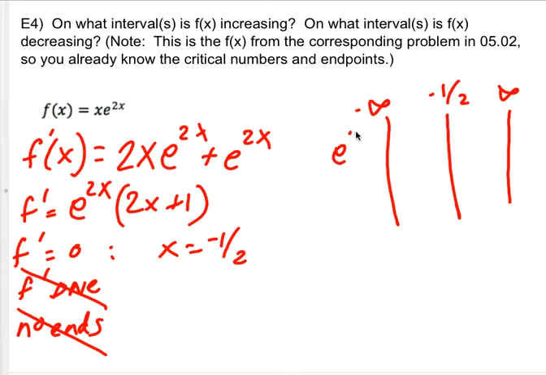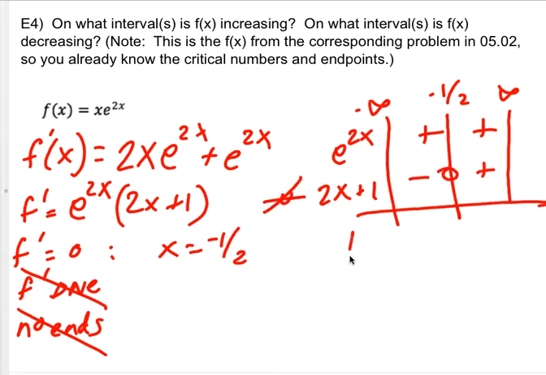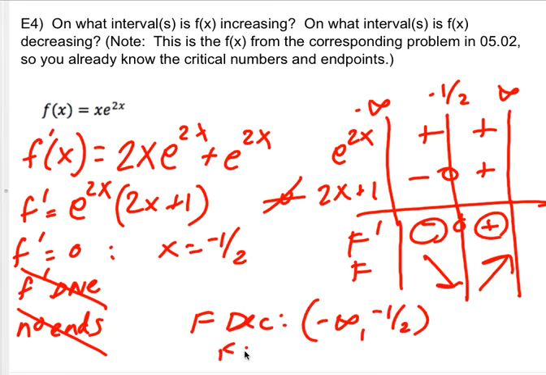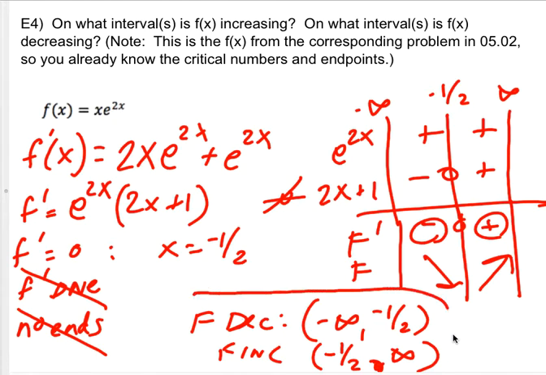All right, so I have an e to the 2x, and I have a 2x plus 1. So e to the stuff is always positive. And this is a line with a positive slope, meaning it's negative before it hits its 0 and positive after. I make sure I label my sign chart to say that this is f prime, right? Which means f prime is negative and then positive. So f is going down and then up. So my answer is that f is decreasing on the interval from negative infinity to negative 1/2. F is increasing on the interval from negative 1/2 to infinity. Ignore my inability to write like a functional human.